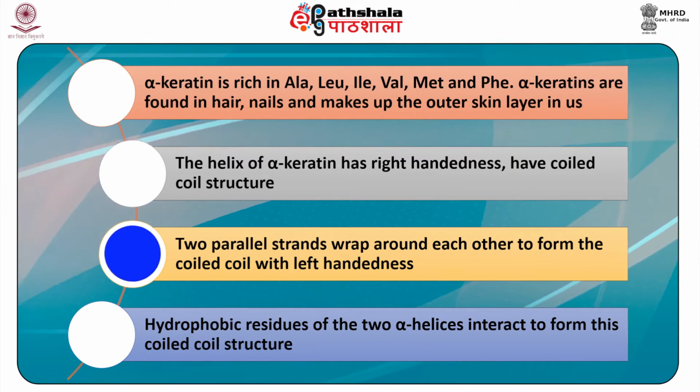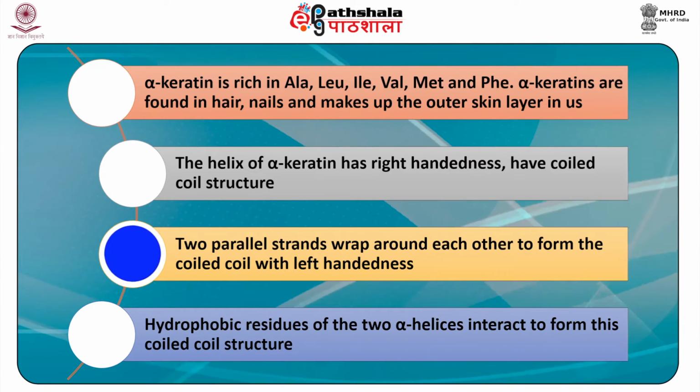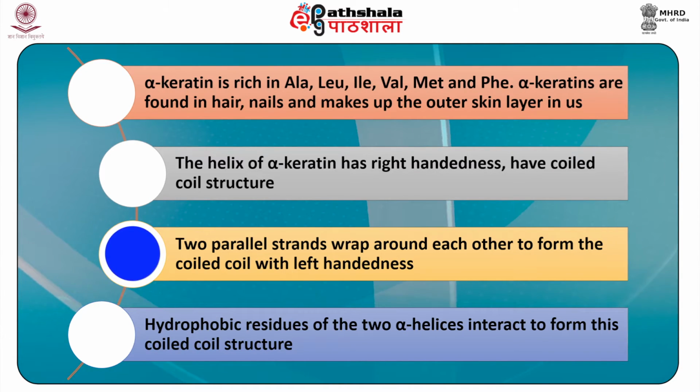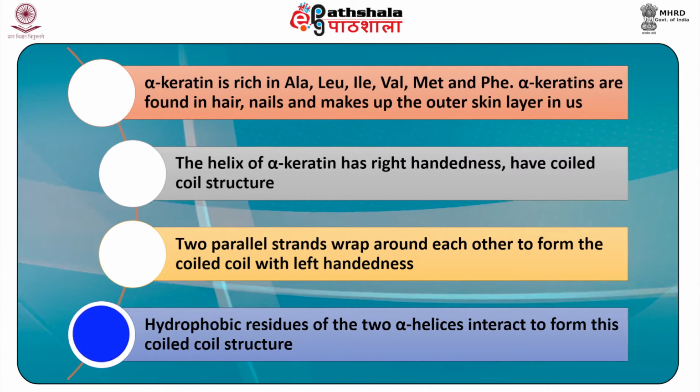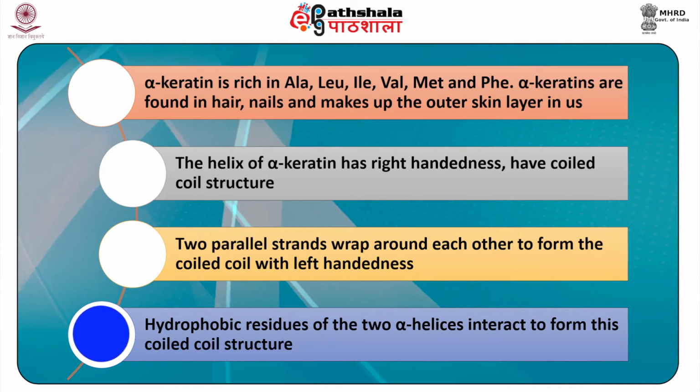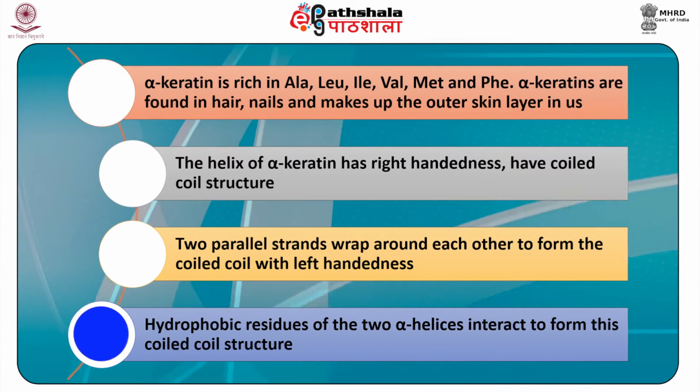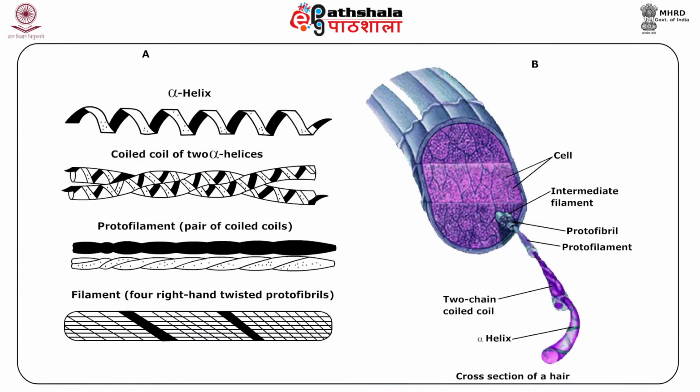Two parallel strands wrap around each other to form a coiled coil with left-handedness. Hydrophobic residues of the two helices interact to form this coiled coil structure. Here, the structure assumed by a single polypeptide chain will be called its tertiary structure, while the two helices form the quaternary structure. Many such coiled coils form the structure of a protein.